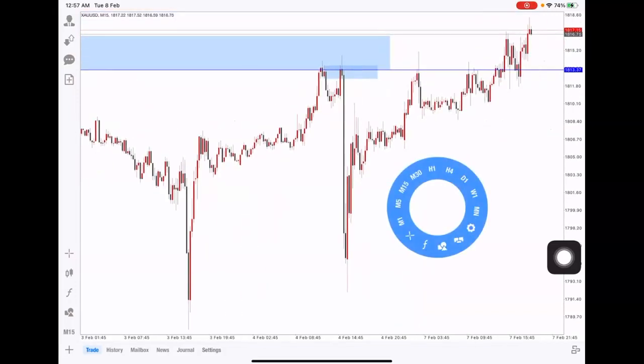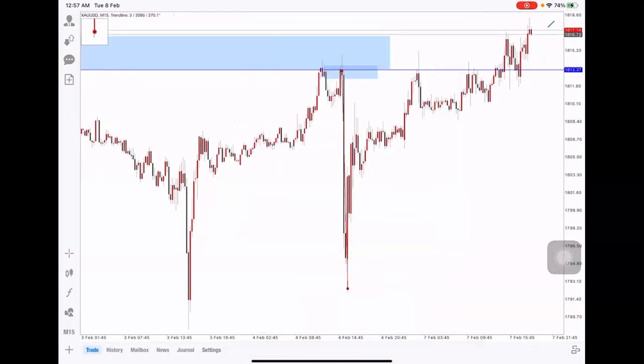So that's all. Price drops around 200 pips.